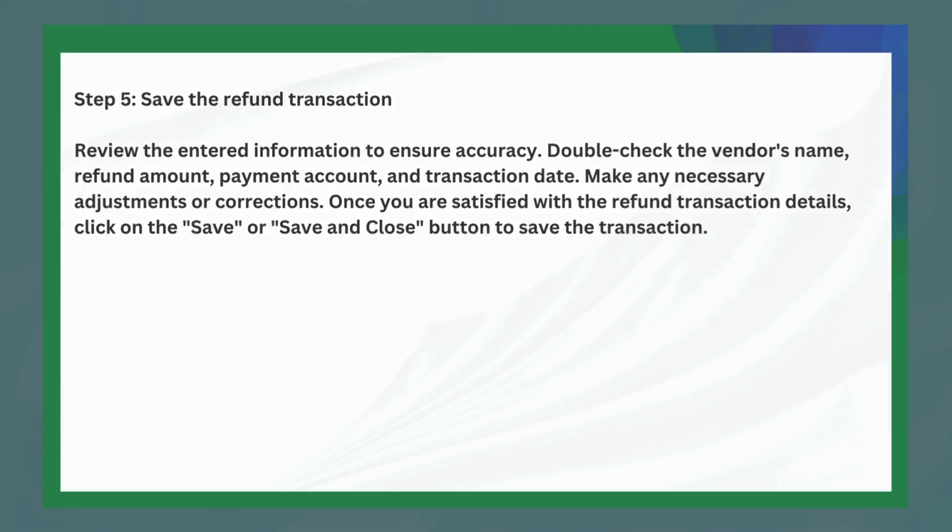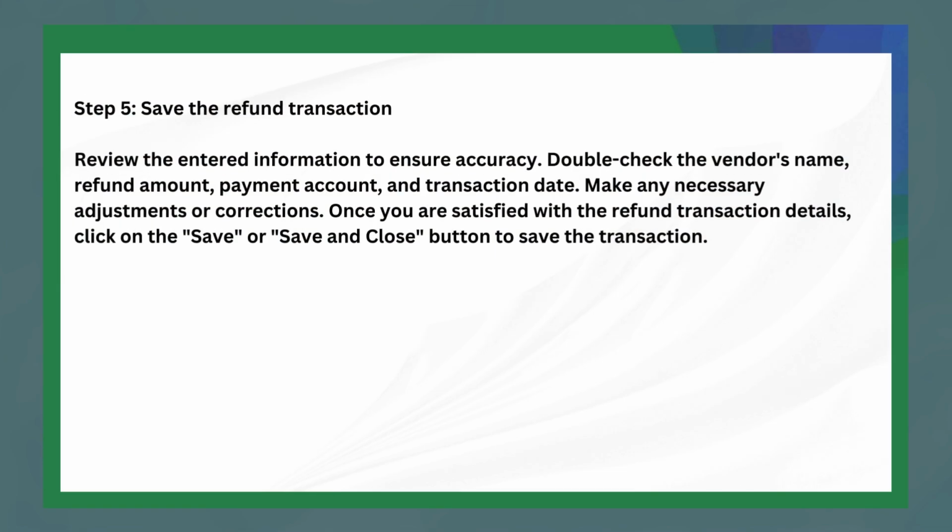The last step is to save the refund transaction. So review the entered information to ensure accuracy. Double check the vendor's name, refund amount, payment account and transaction date. Make any necessary adjustments or corrections. Once you are satisfied with the refund transaction details, click on the save or save and close button to save the transaction. So this is how you do it, guys.